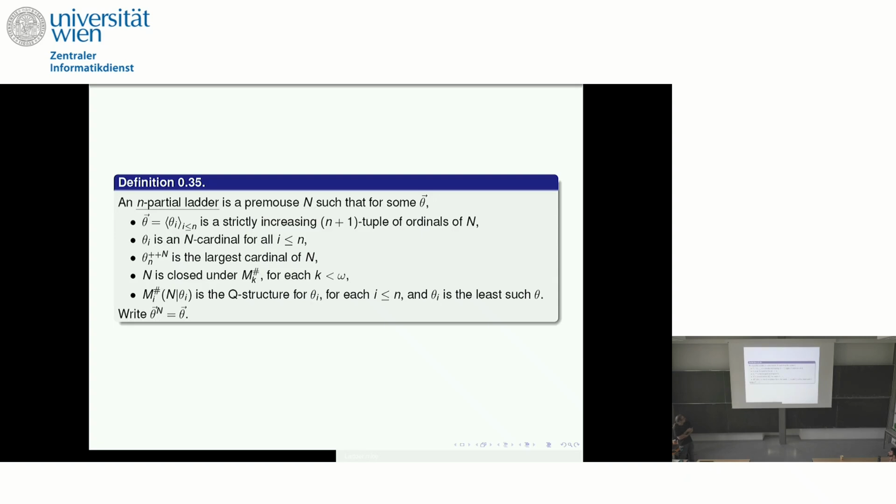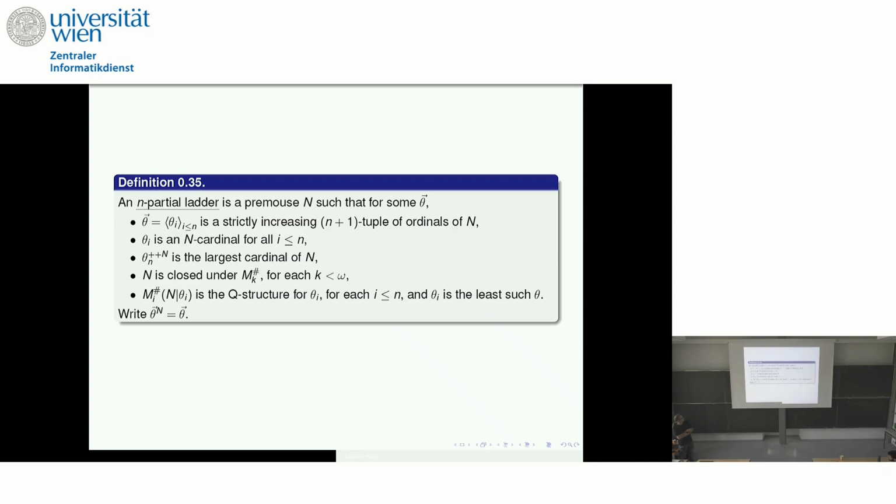Okay, so we want to look at partial ladders. These are just like the M ladder cut off at one of its levels, basically. So an N partial ladder is where you have a finite tuple, theta vector, an N plus 1 tuple. These are just the first N plus 1 rungs of the ladder. The theta I should be an N cardinal. Capital N is a pre-mouse. Theta I is an N cardinal for each I. Theta N, the top one, double successor in N, is the largest cardinal of N.